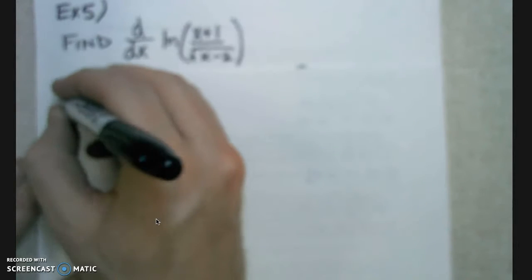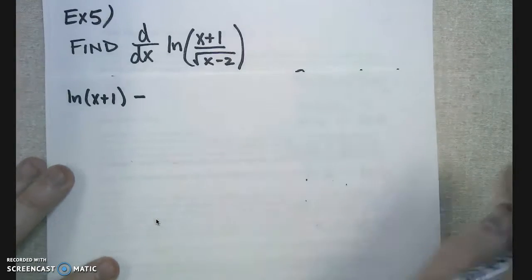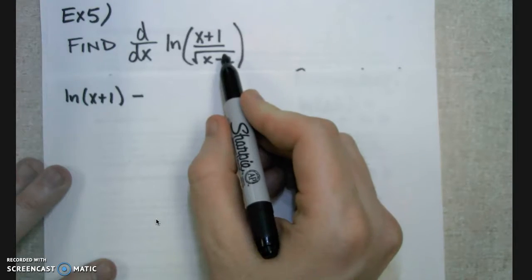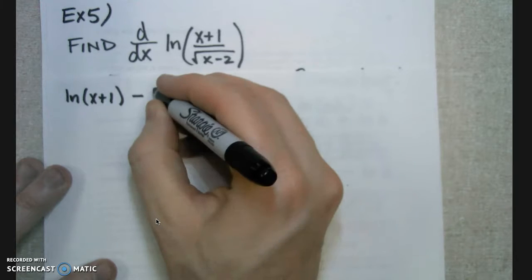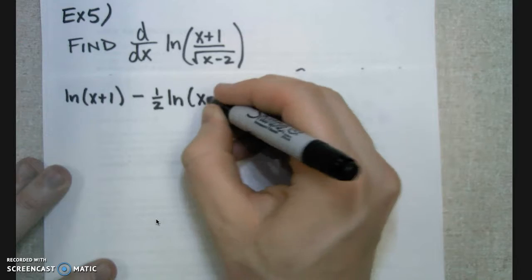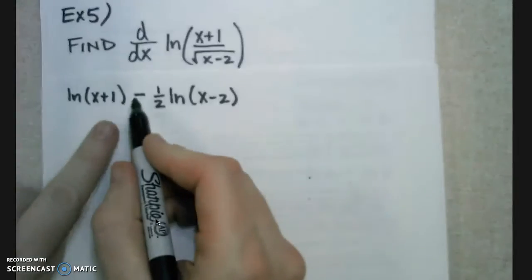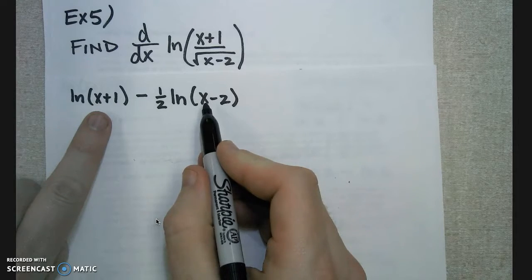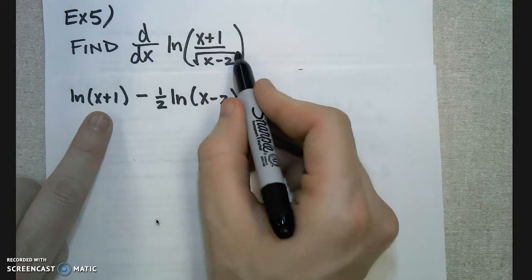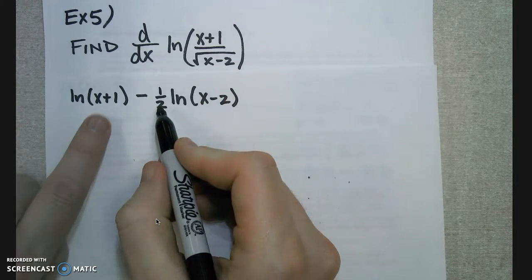So it would be natural log of the top minus, now I'm going to do natural log of the bottom, and on the bottom this has an exponent of 1/2, so I can just pull that in front. 1/2 natural log of x minus 2. So again, I just split the division with subtraction, log top minus log bottom, and then the square root is a power of 1/2, and you can pull that in front of the log.